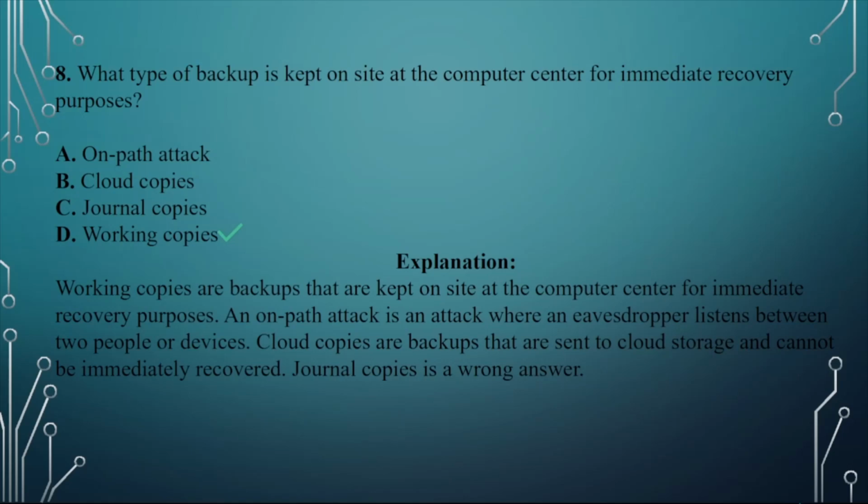An on-path attack is an attack where an eavesdropper listens between two people or two devices. Cloud copies are backups that are sent to the cloud storage and cannot be immediately recovered. Journal copies is a wrong answer.